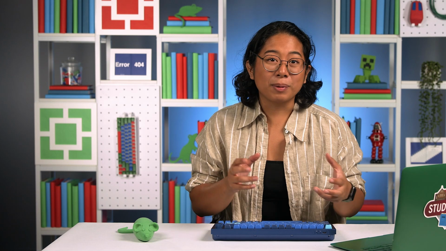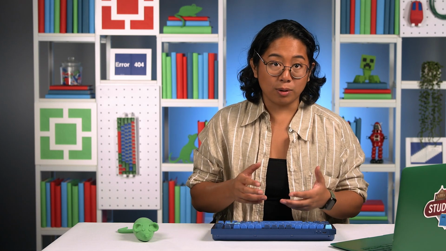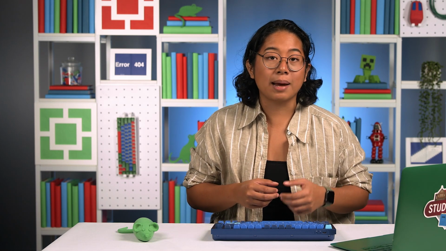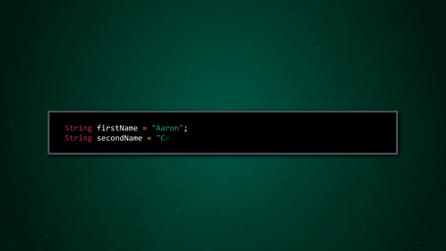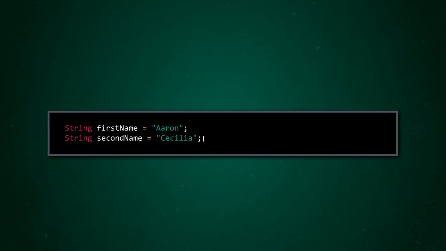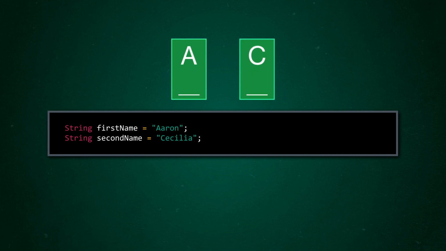It's easiest to explain how this method works through an example, so let's use .compareTo with the names Aaron and Cecilia. To call the method, we need to create the two string variables we want to compare: firstName, which we'll set to Aaron, and secondName, which we'll set to Cecilia. The .compareTo method compares the ASCII values of the first characters in both strings, which are A and C. The ASCII value of capital C in decimal is 67, and capital A is 65.